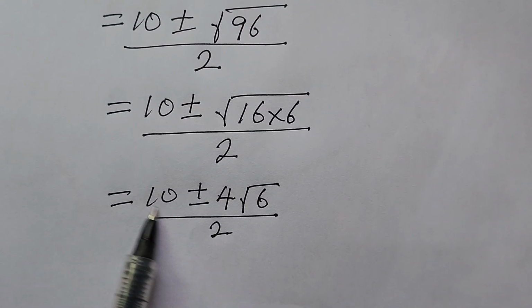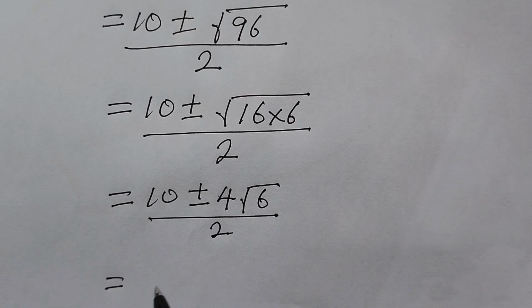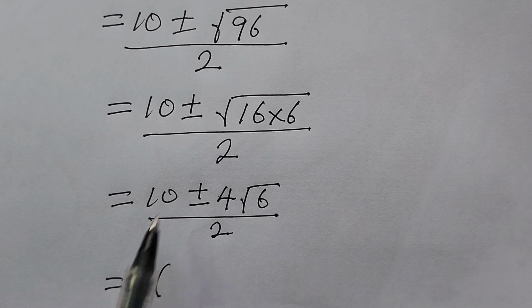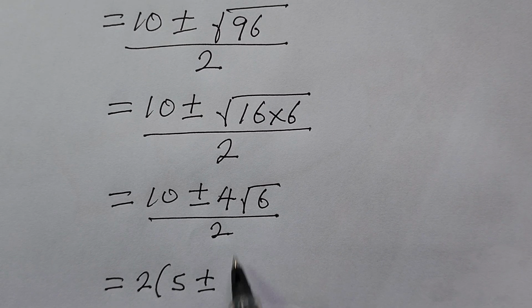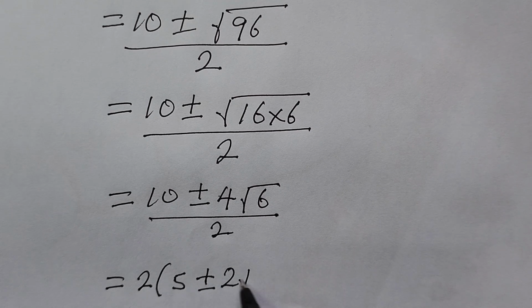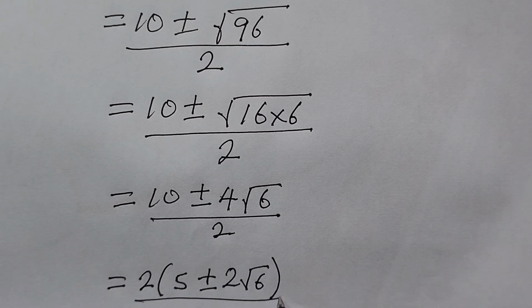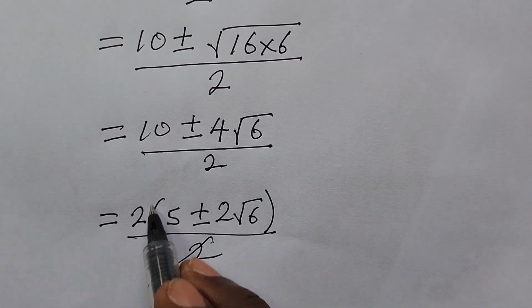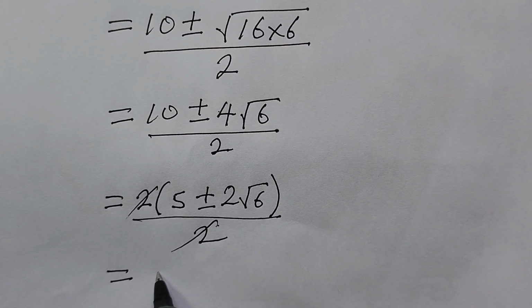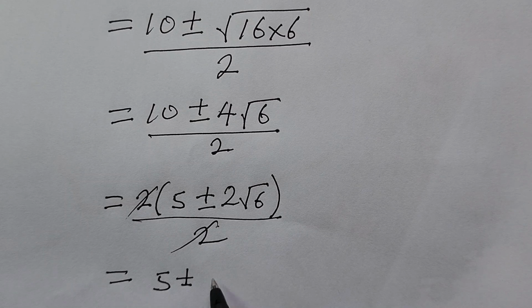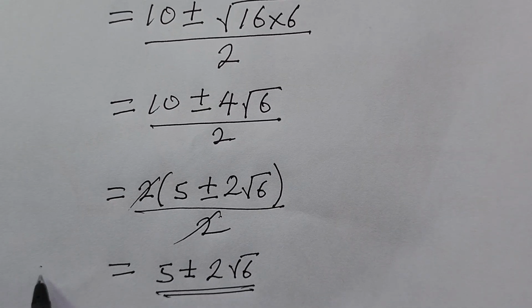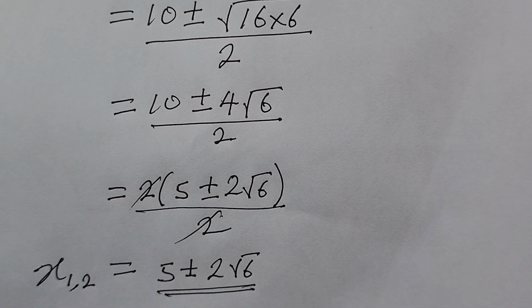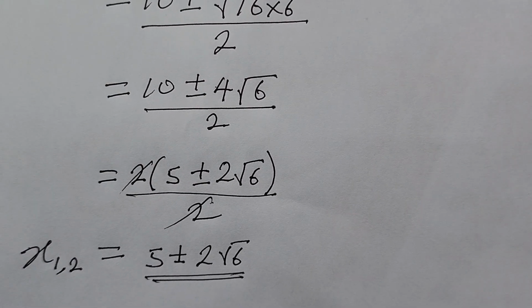We can factor out 2 from here. If we factor out 2, we have 2 into 10 will give us 5, plus or minus 2 into 4 will give us 2, then the square root of 6, bracket everything all over 2. So we cancel 2, and we're now left with 5 plus or minus 2 root 6. So these are the two roots, p1 and p2, that will satisfy the substituted equation.